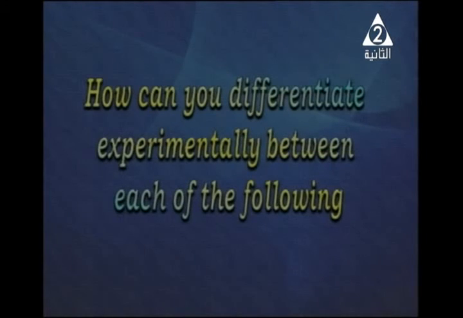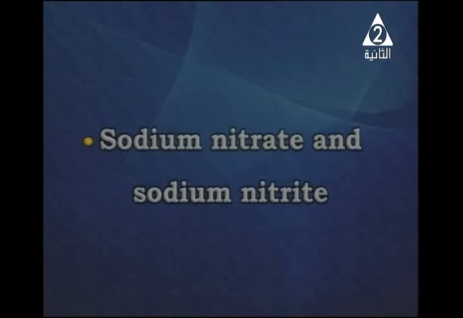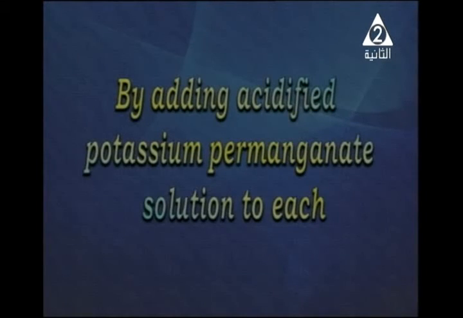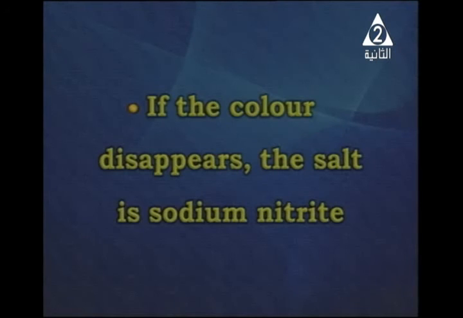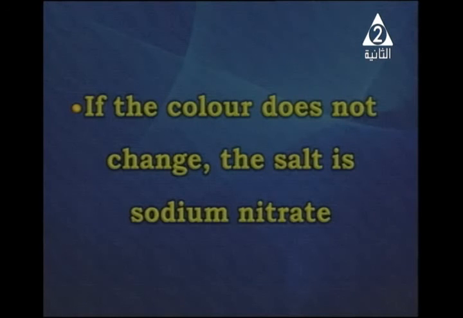Next type of question, my dear students. How can you differentiate experimentally between each of the following? Sodium nitrate and sodium nitrite. This is done by adding acidified potassium permanganate solution to each one. If the color disappears, the salt is sodium nitrite. But if the color doesn't change, the salt is sodium nitrate.